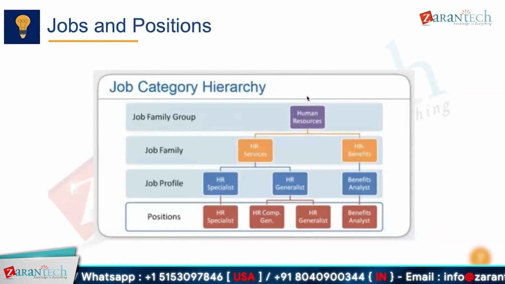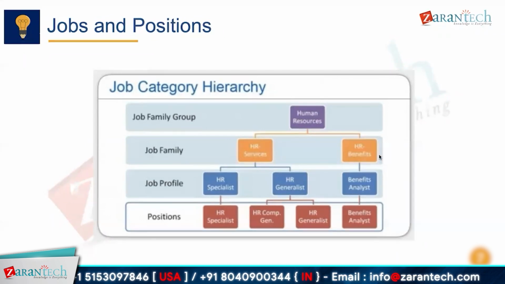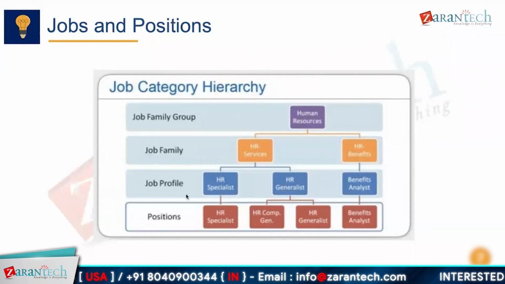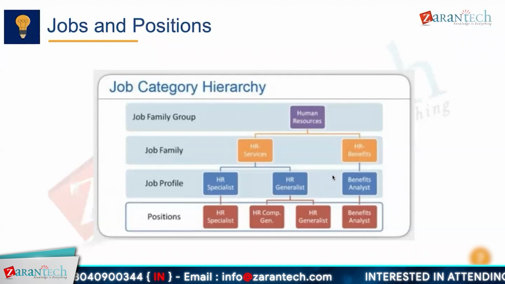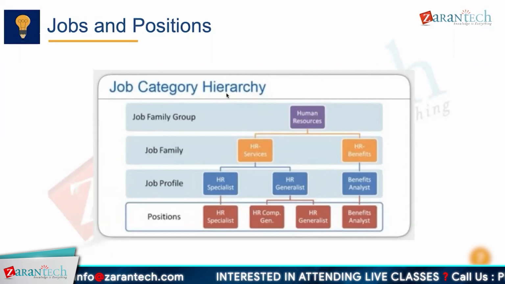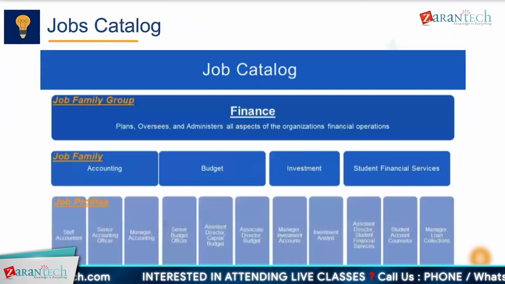So job family group, let's say human resources. Then there are two job families defined here, HR services and benefits. Then there are different job profiles: specialist, journalist, and benefit analyst. And then these are the positions. So this is the overall hierarchy, and we can of course have a similar hierarchy amongst different departments.